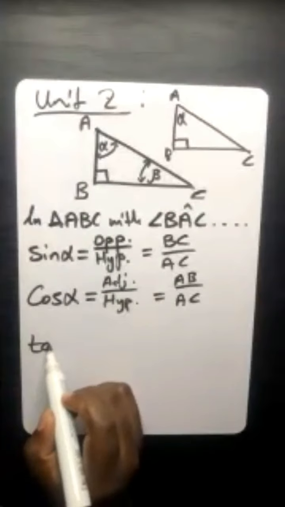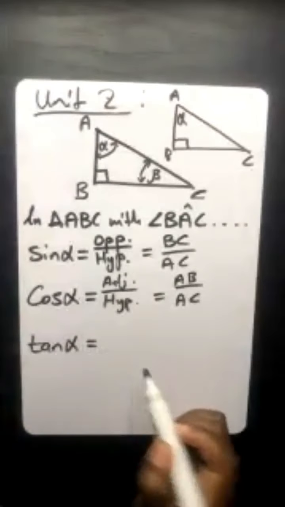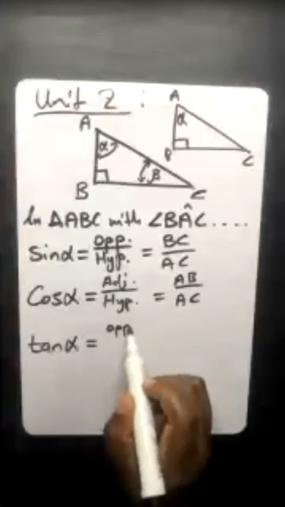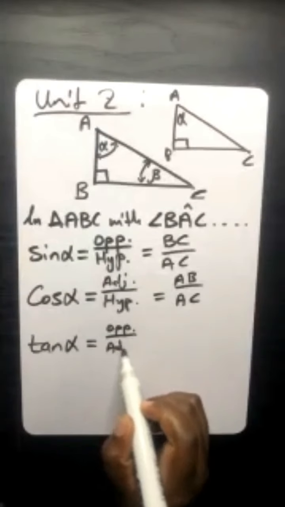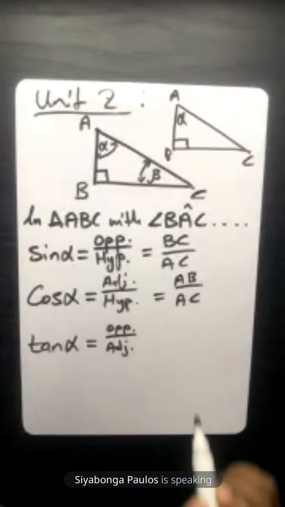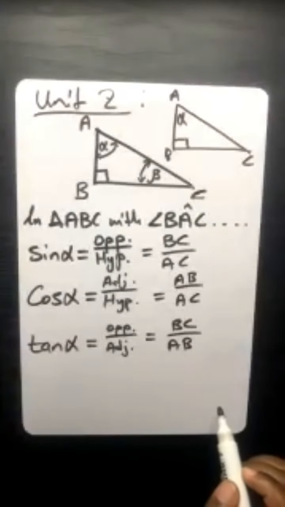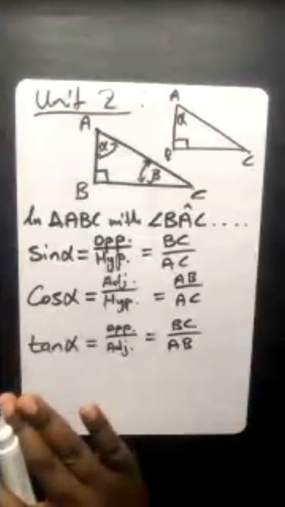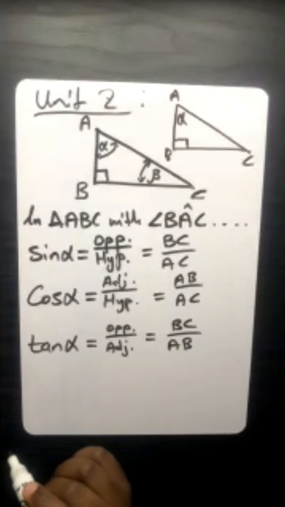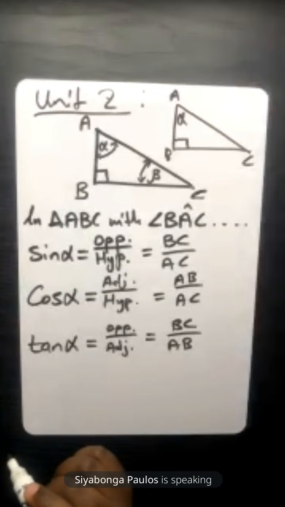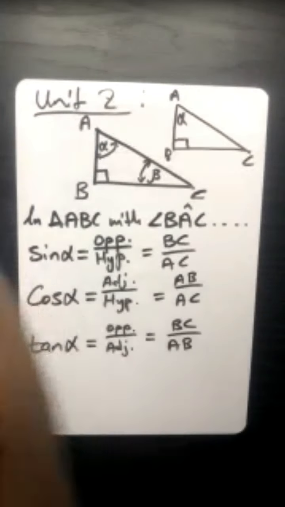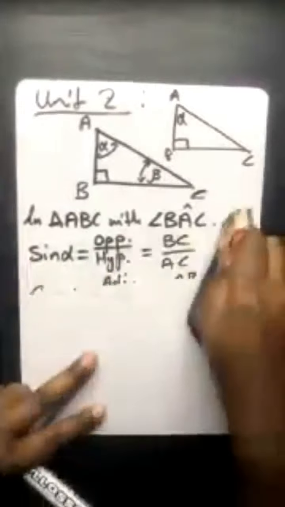So what about tan theta? Obviously, it's opposite over adjacent, isn't it? Which is BC over AB. So all of us are on the same page on that one, isn't it? Okay, 100%. So for now, let's leave it there and move on to the next part.